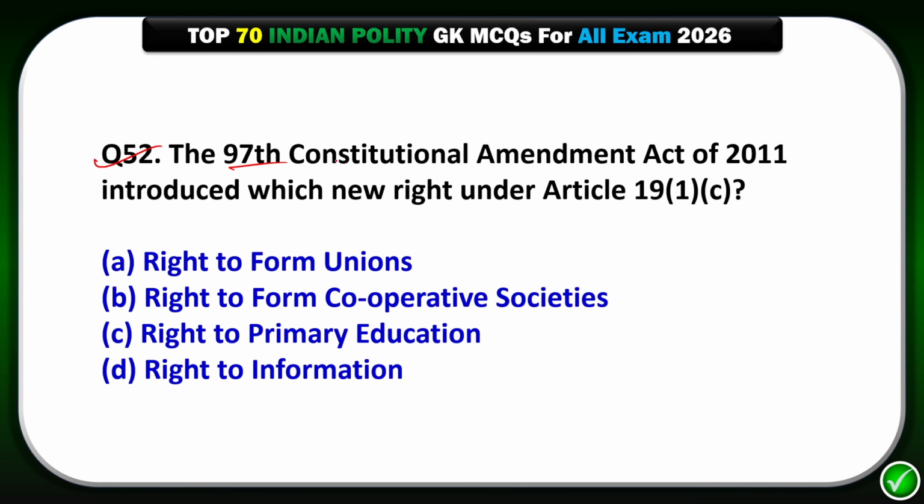52. The 97th Constitutional Amendment Act of 2011 introduced which new right under Article 19(1) clause C? Option number B, right to form cooperative societies.